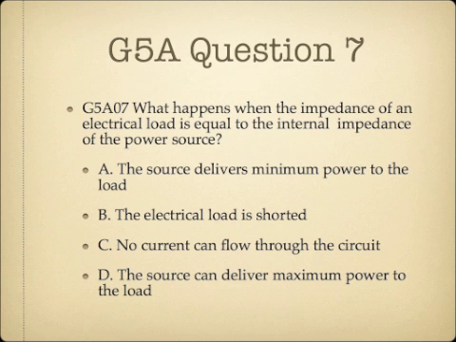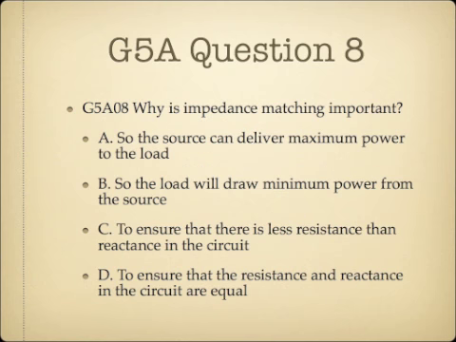Question 7. What happens when the impedance of an electrical load is equal to the internal impedance of the power source? A. The source delivers minimum power to the load. B. The electrical load is shorted. C. No current can flow through the circuit. Or D. The source can deliver maximum power to the load. Question 8. Why is impedance matching important? A. So the source can deliver maximum power to the load. B. So the load can draw minimum power from the source. C. To ensure that there is less resistance than reactance in the circuit. Or D. To ensure that the resistance and reactance in a circuit are equal.